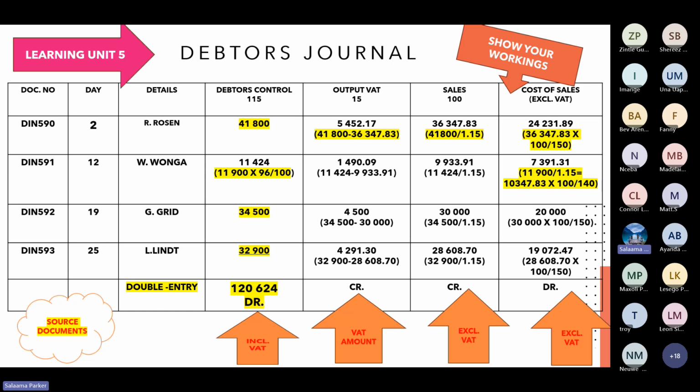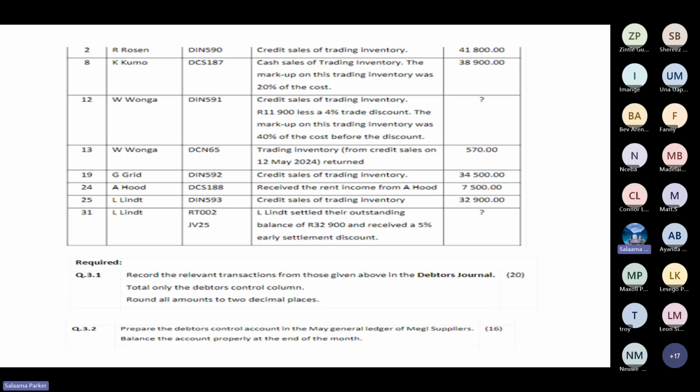The only scenario that will change when we are calculating cost of sales is when there is a discount that was given to the customer. For example, the one on the 12th, I'll just take you back to that one. On the 12th, if you can see here, credit sales less a 4% trade discount. And we had a question mark meaning that we still need to deduct that 4% discount.